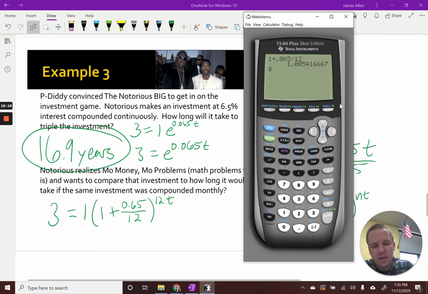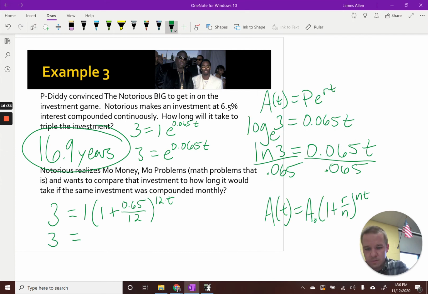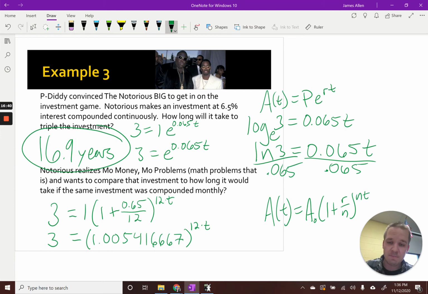All right, so I decided to plug what's inside the parentheses into the calculator. We get 1.005416667. Real long number there, right? So that's what I've got going on as the base of that exponential side of the problem here. So I have 3 equals 1.005416667 raised to the 12t.